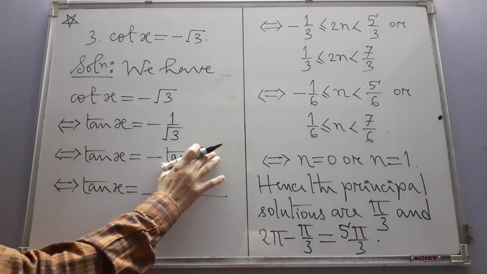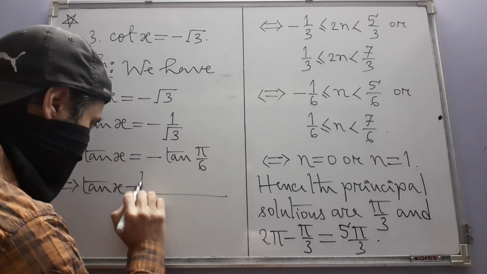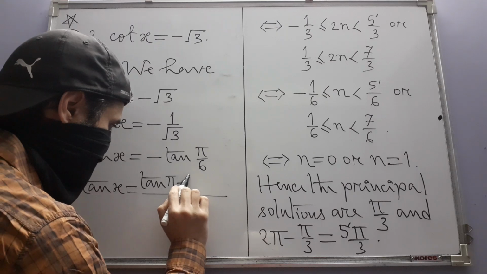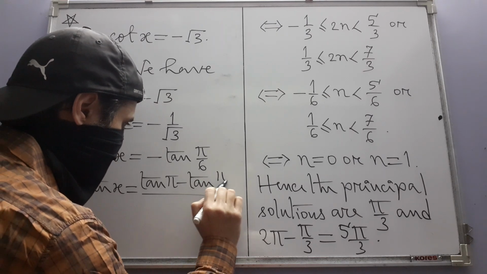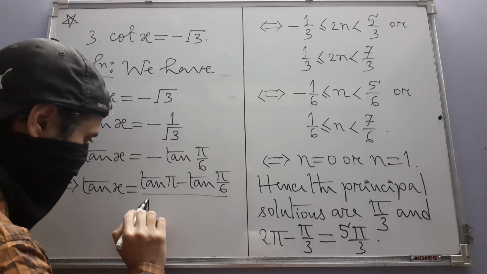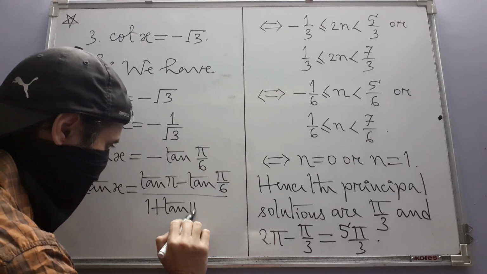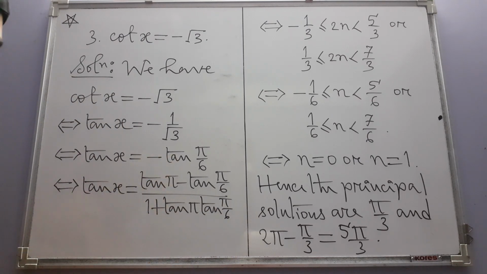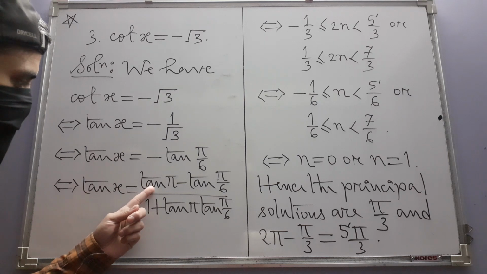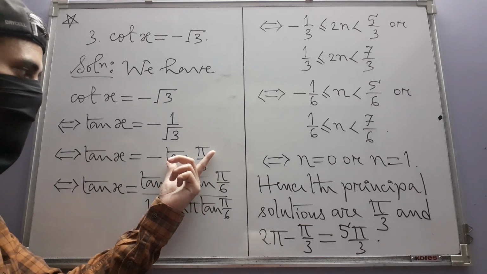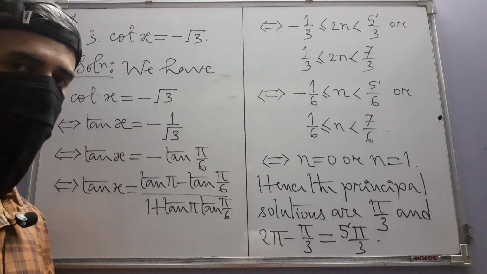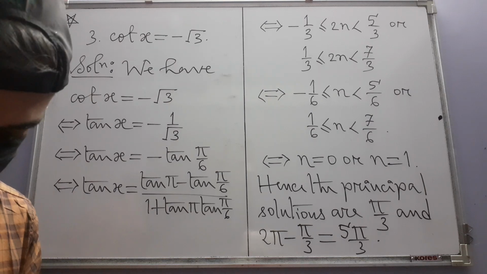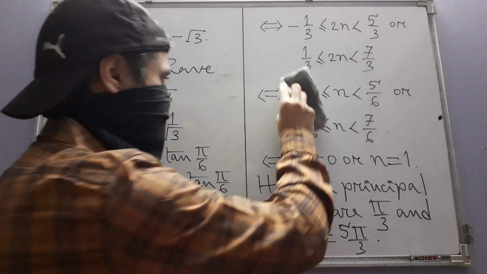Now let me write in place of this something else. Tan pi minus tan pi over 6 divided by 1 plus tan pi over 6. Is it really equal to this? Yes, because tan pi is 0, so the numerator is minus tan pi over 6 and the denominator is 1, that is why. But this is in a standard form. This is tan of pi minus pi over 6.